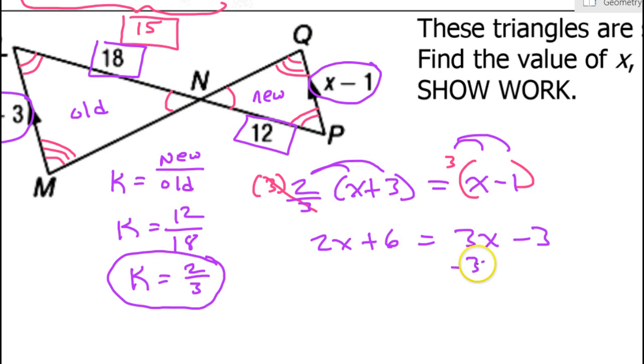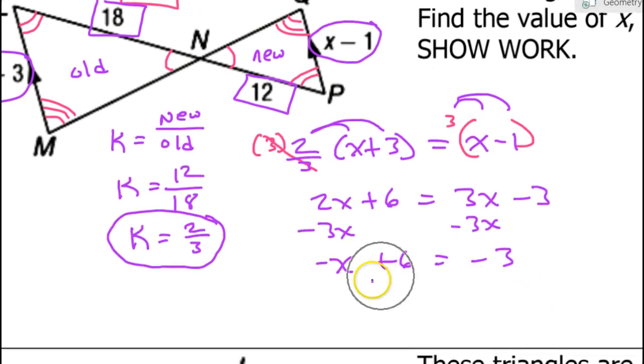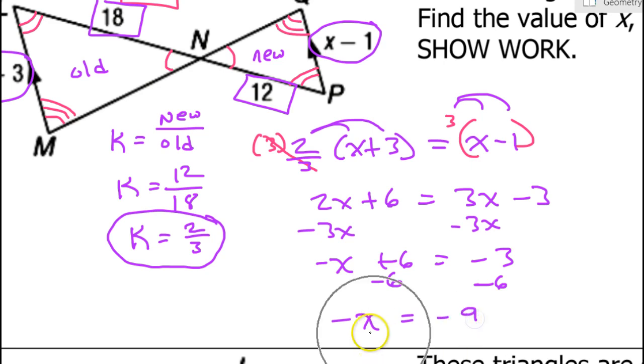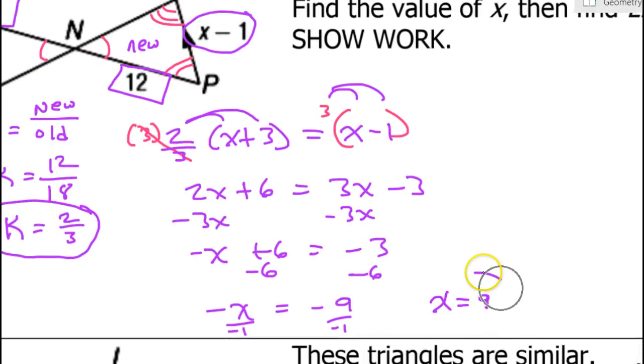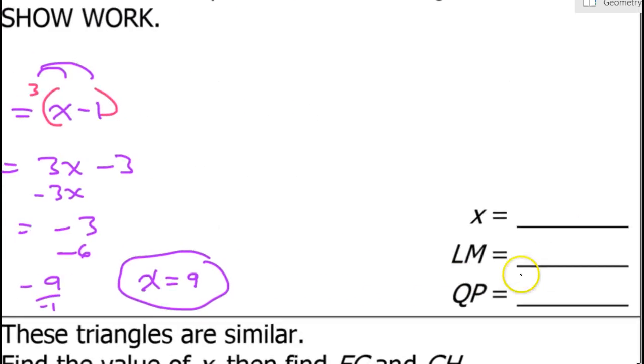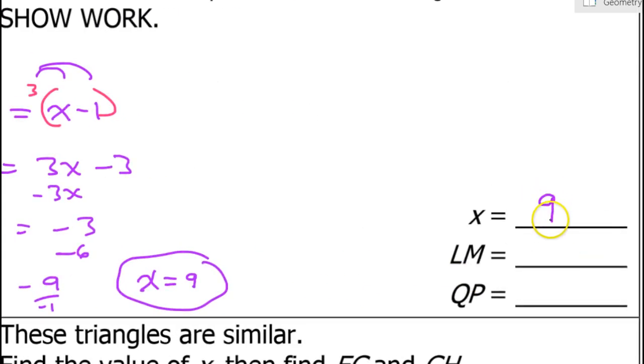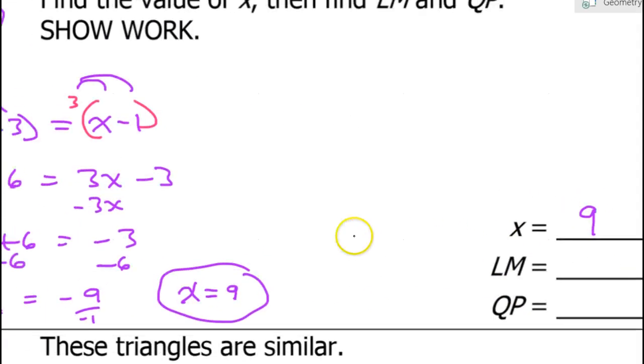All right, now I'm going to subtract 3x from both sides. That gives me negative x plus 6 is equal to negative 3. Subtract 6 from both sides. That gives me negative x is equal to negative 9. Divide both sides by negative 1. And that gives you x equals 9. Okay, so that's one of the things that we were supposed to find. X is equal to 9.